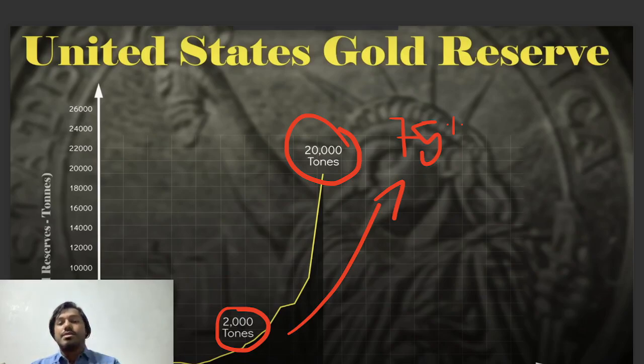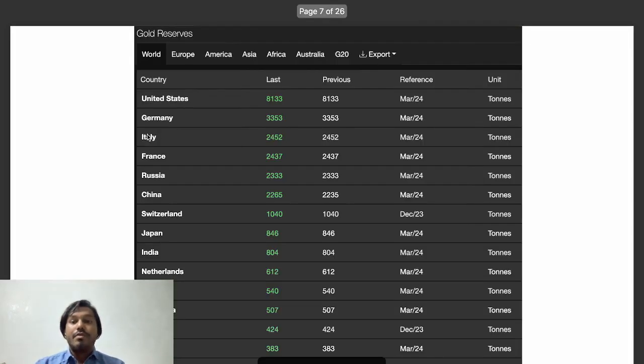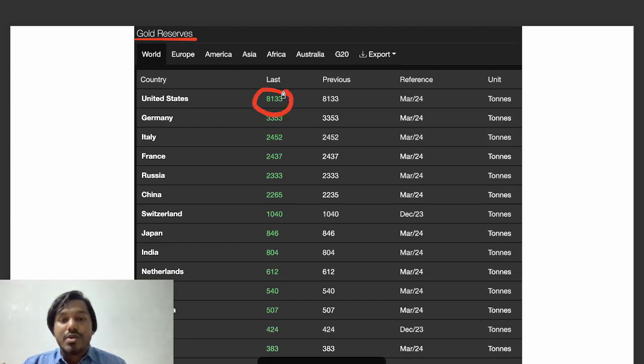They're holding the highest gold reserve. Even now, in 2024, if you check the gold reserve list on Google or anywhere, the country that holds the highest gold reserve is still America, with around 8,133 tons. I know you guys are thinking it was 20,000, so how did it become 8,000? It has a history, and I'm going to explain that. But still, America holds around 8,000 tons of gold.